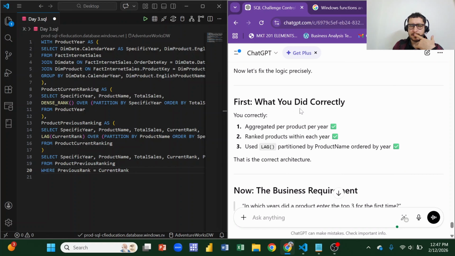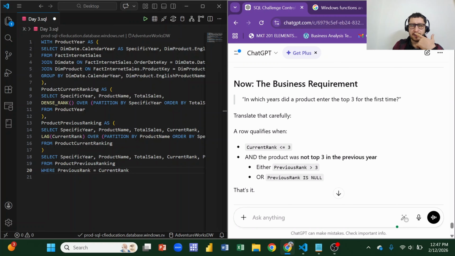First, what you did correctly: aggregated per year, ranked products within each year, used LAG partitioned by product name, ordered by year. That is correct architecture. Now the business requirement: in which years did a product enter the top 3 for the first time? Now this was the question. Yes, entered the top 3 for the first time. Now let's translate this carefully.